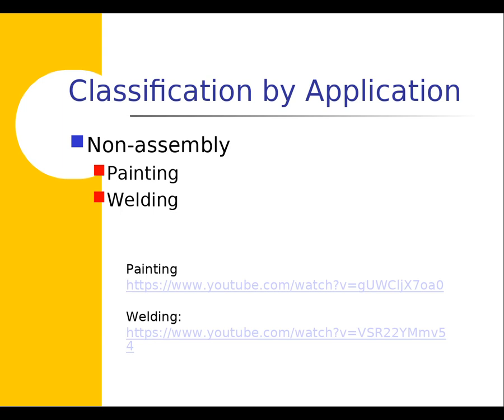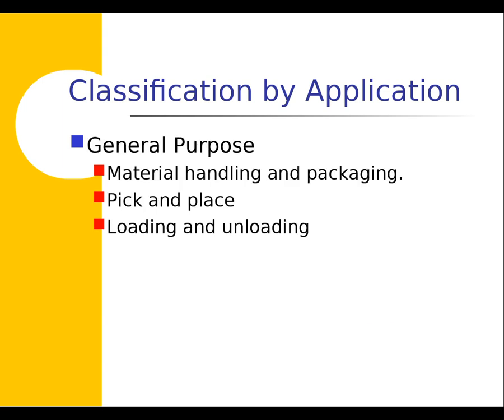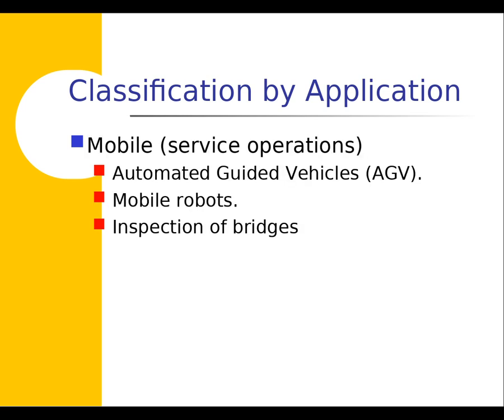All right, but that's the non-assembly classification. And then we just have a more general purpose classification, which is general material handling, packaging, pick and place, palletizing, those sorts of tasks. And then the mobile robot.